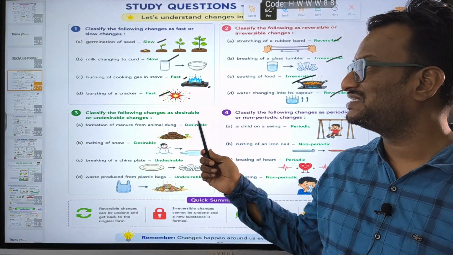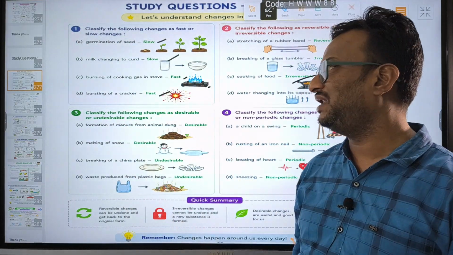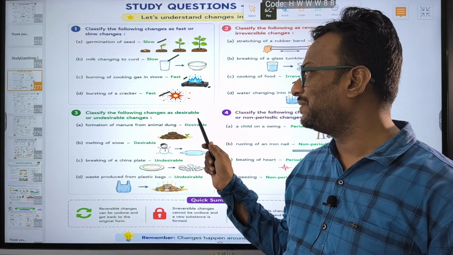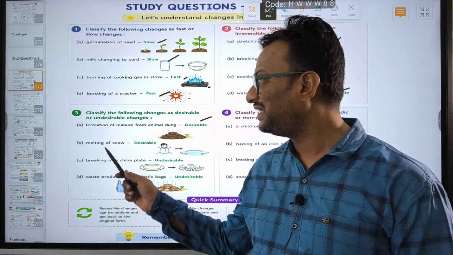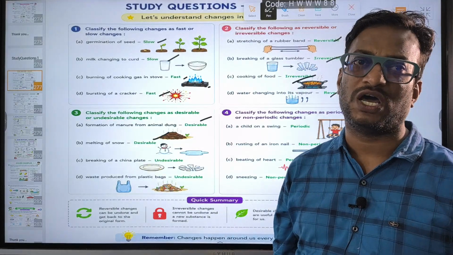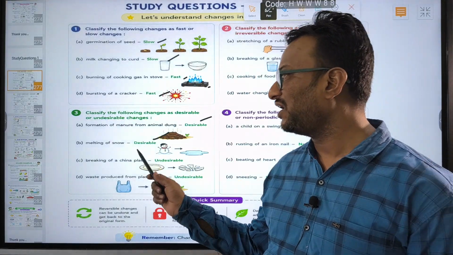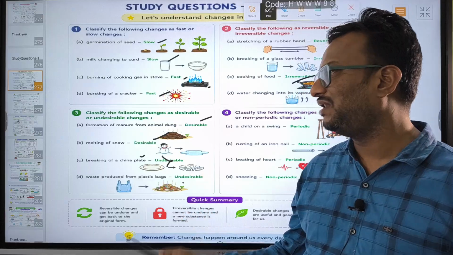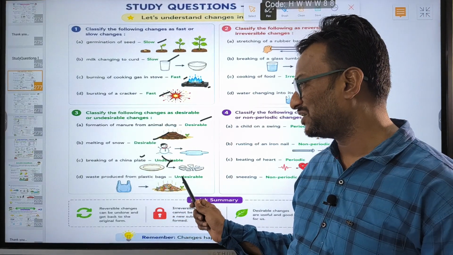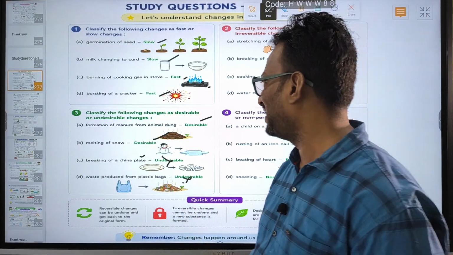Classify the following changes into desirable or undesirable. Formation of manure from animal dung is desirable. Melting of snow is desirable because snow converts into rivers. Breaking of a China plate is undesirable. Waste product produced from plastic bags is undesirable.